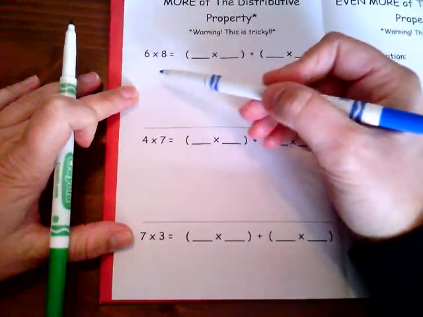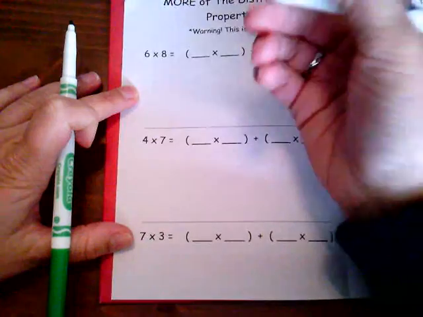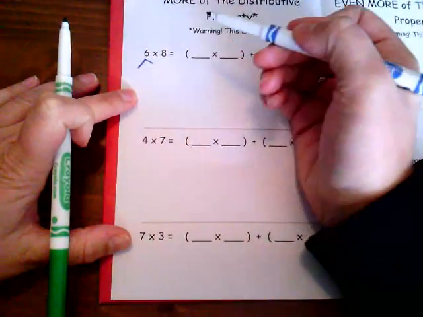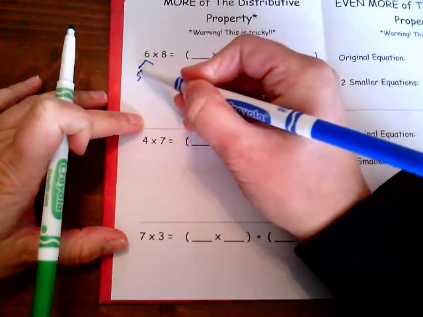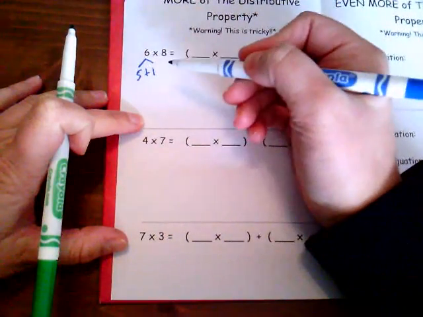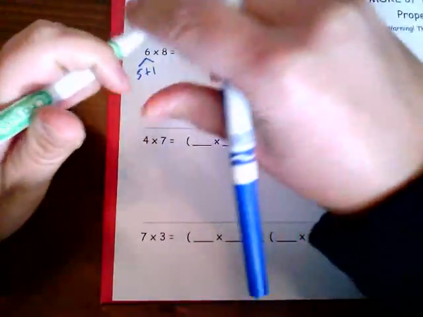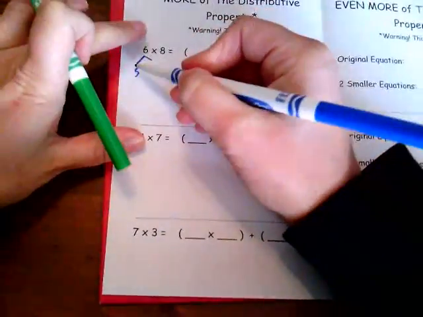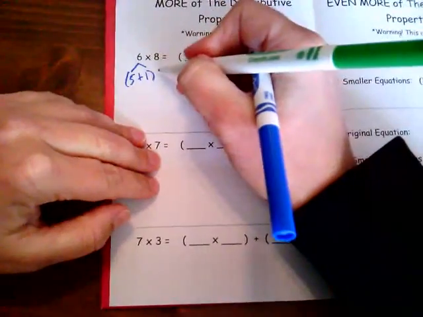So what we're going to do is we're going to choose one of these to break down. So I'm immediately looking at that 6 because I know a 6 can be broken down into a 5 and a 1. And that's like a dream factors because they're very easy for us. So now I've got my 5 and my 1, and I'm going to keep my 8 the same.